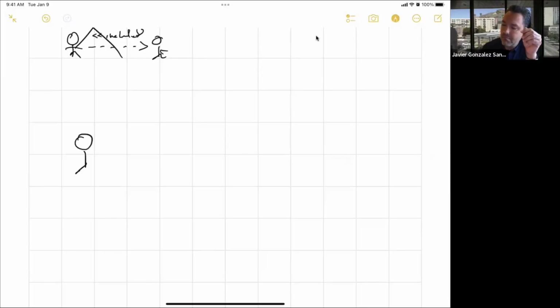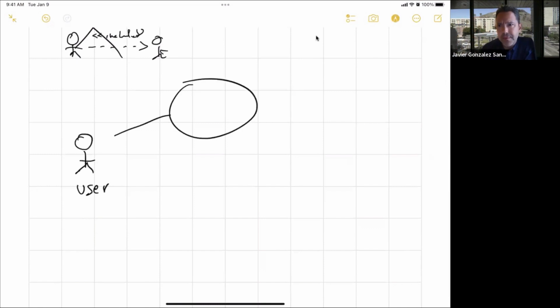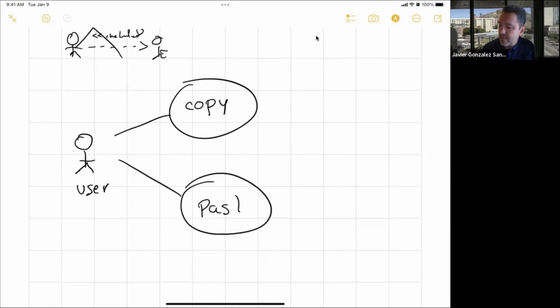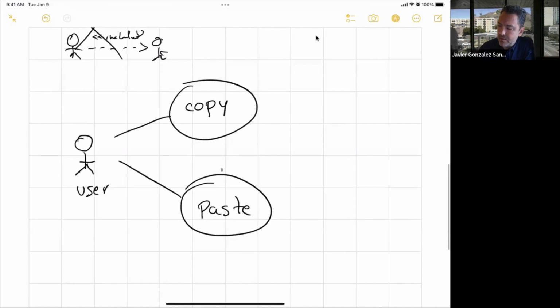Think about this. I have an actor, a user, and the description that you give me is, well, let's think that this one wants to do something like copy and wants to do something like paste. Two things. A common idea is, well, copy and paste, just because in order to do the paste, I need to do the copy. That is the idea with the names. Then that means that paste is going to include copy.